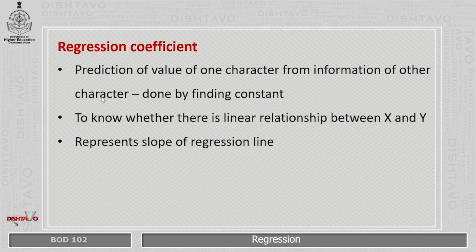Now we'll see what is regression coefficient. So it is the prediction of the value of one character or one variable from information of another character, which is done by finding the constant. So to know whether there is a linear relationship between x and y variable, and it represents the slope of the regression line.